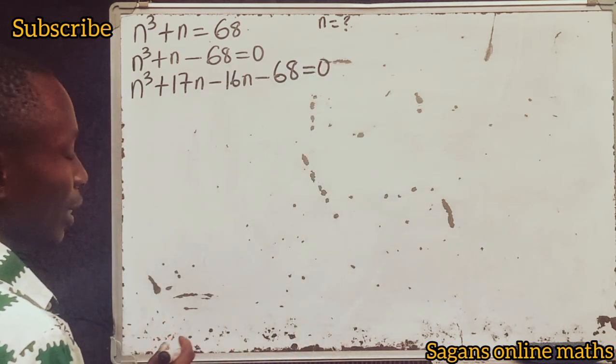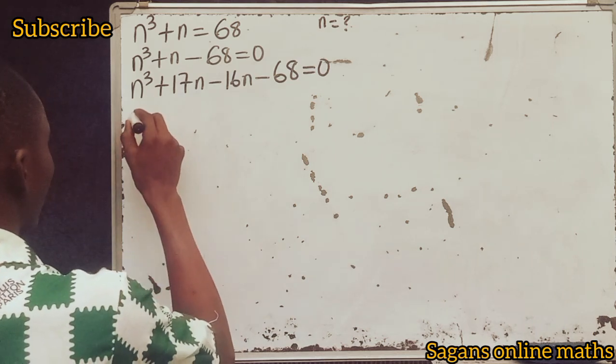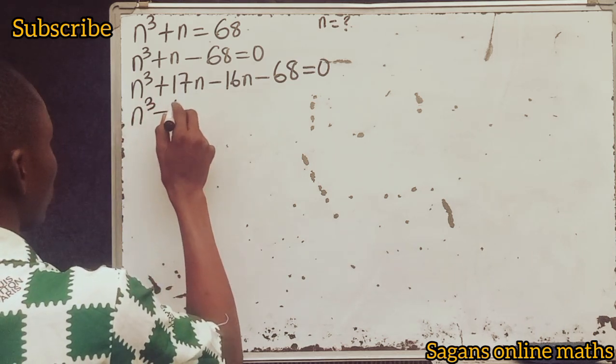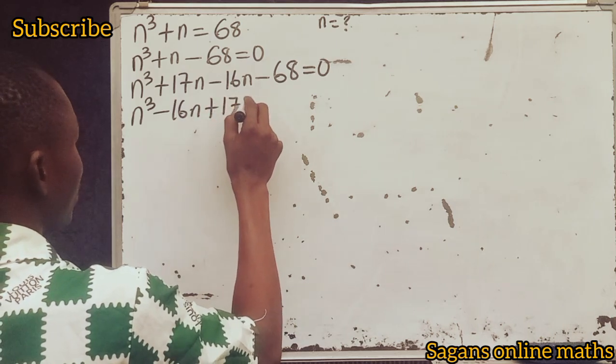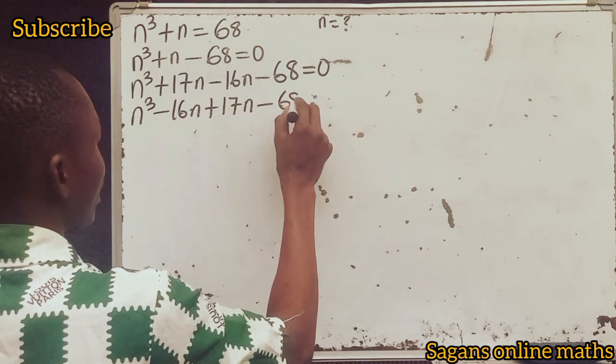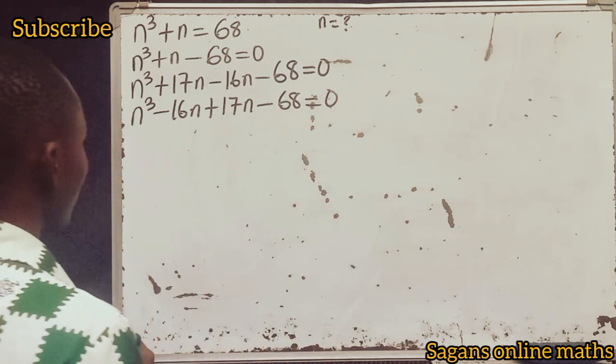This is amazing, excellent. Okay, now we are not also wrong if we decide to write it as n to the power of 3 minus 16n, plus 17n minus 68, all this equals 0. Wow, this is amazing.